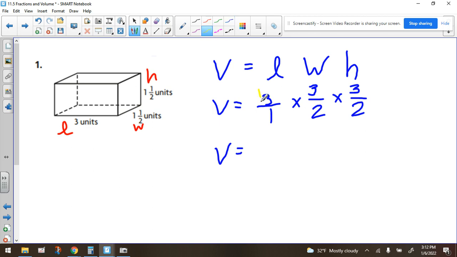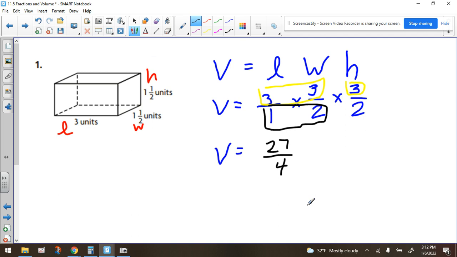So if we do 3 times 3 first, that would be 9. And 9 times 3 would be 27. So let's write that as our numerator. And then going across, if we do 1 times 2, that would be 2. And 2 times 2 would give us 4.